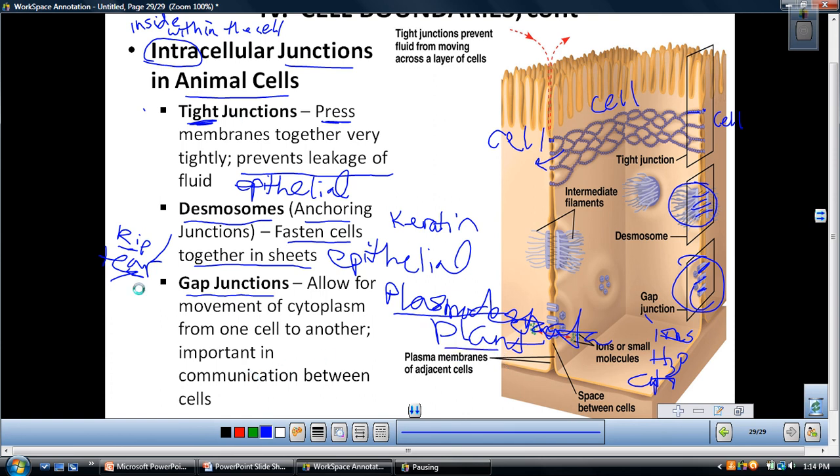So these are just ways that when you look at how cells are connected to other cells, there are different types of junctions between them. Tight junctions press together tightly and prevent leakage. Desmosomes fasten cells to create sheets. That's using keratin. Both of those would be really common in epithelial tissue, even though you can have desmosomes in muscle tissue as well. And then the last one is for transport of substances between cells to maintain communication. That's a gap junction. All right, let's move on.